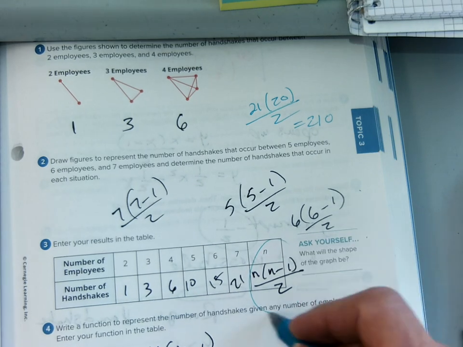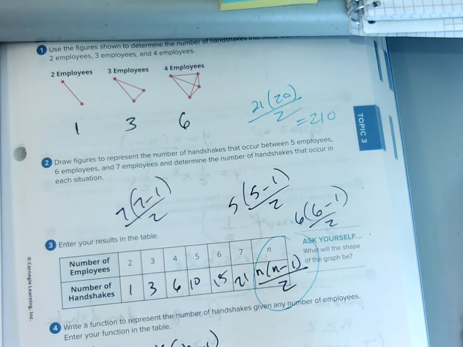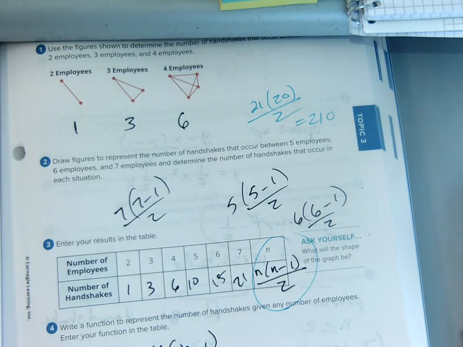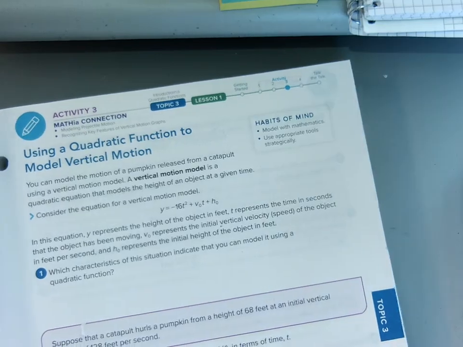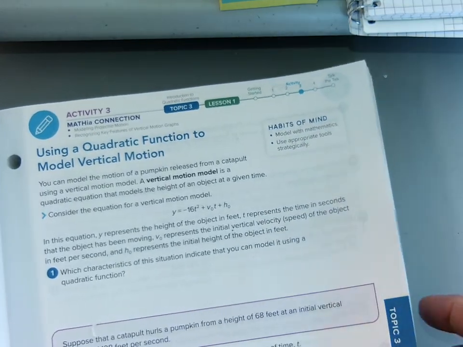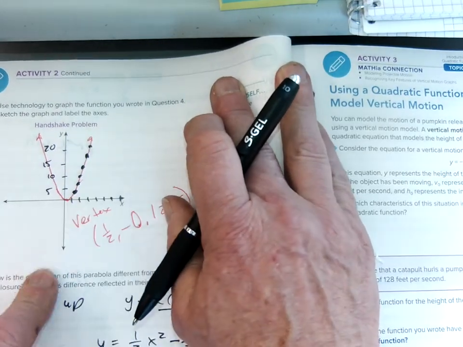So here's a function, but I wrote it as f of x. And that's the same thing as x times x minus 1, divided by 2, instead of n's. All right, so that'll help us with many things. Okay, so then I turned the page, and we graphed it. First of all, we put it on Desmos. We saw that it was a graph like this on Desmos.